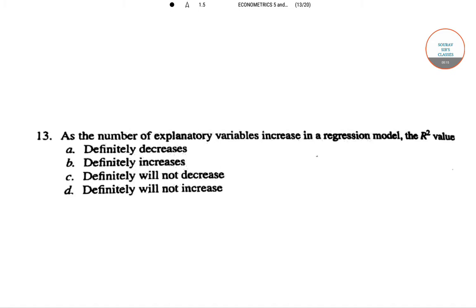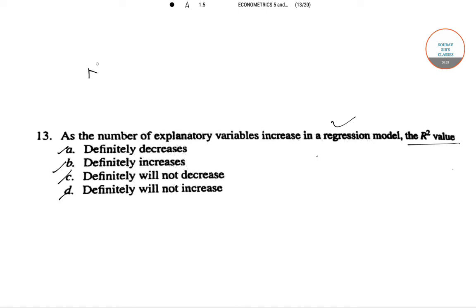In this video, I am again going to solve some problems relating to the multiple linear regression model. I have already solved questions 1 to 12, so I will start with question number 13 today. So what is question number 13? As the number of explanatory variables increases in the regression model, the value of R square will definitely decrease, definitely increase, will not increase, or definitely will not increase.